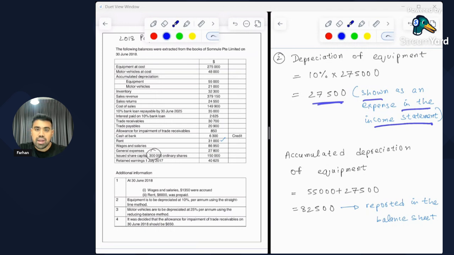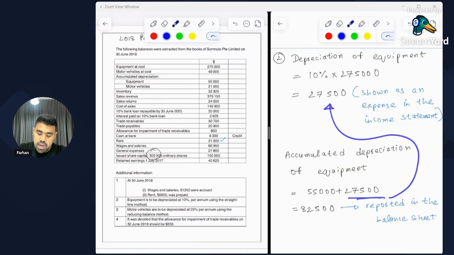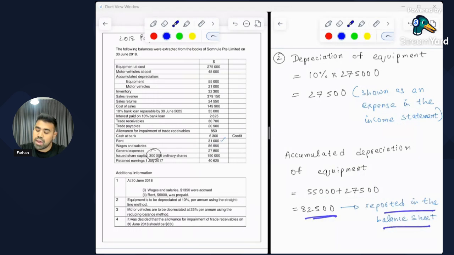And when you're preparing the balance sheet, the non-current assets section, you have to also show the total for accumulated depreciation. Accumulated depreciation simply means the total depreciation for the asset that we have so far, which is $55,000 being the old total that we have been provided here in the trial balance, plus an additional $27,500, which we have just calculated. And altogether, the total accumulated depreciation of equipment is $82,500, and this is to be reported in the balance sheet when we prepare the non-current assets section. All right. Now let's look into point number 3.